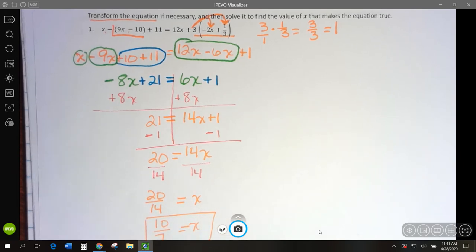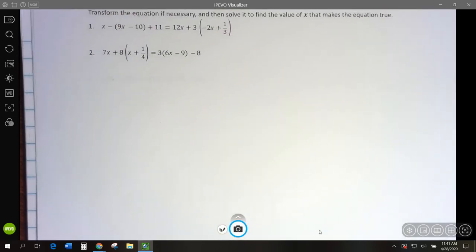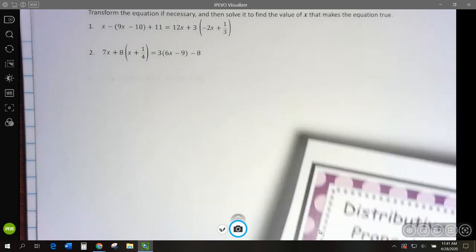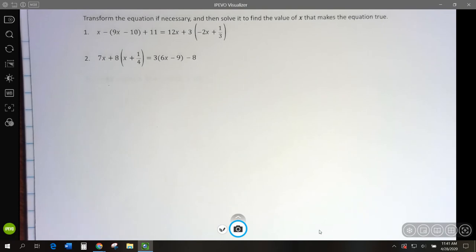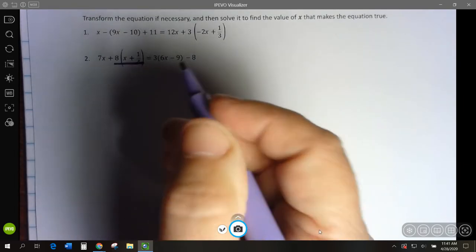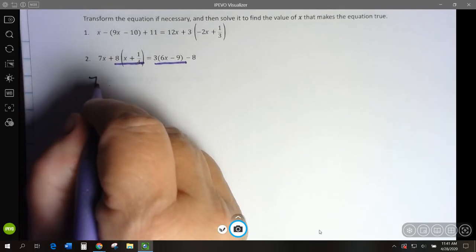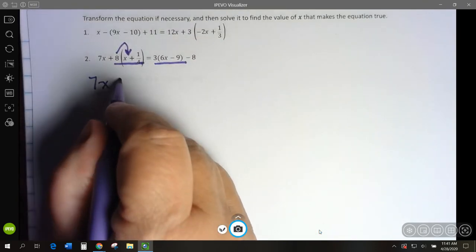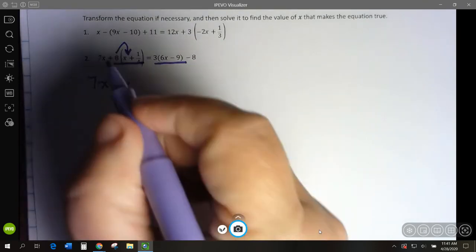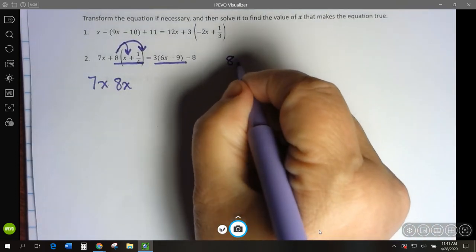Let's go on to problem number 2. Going to follow the same steps. Distributive property. We have the distributive property here, and we have the distributive property here. So I'm going to bring down my 7x and then do my distributive property. 8 times x is 8x, both positive. Positive 8 times 1/4, I'm going to come over here. 8 times 1/4.